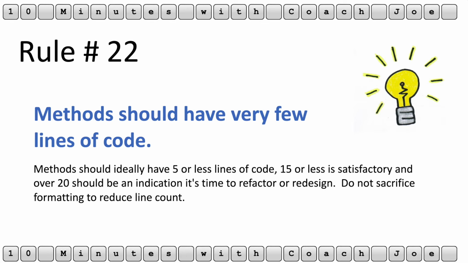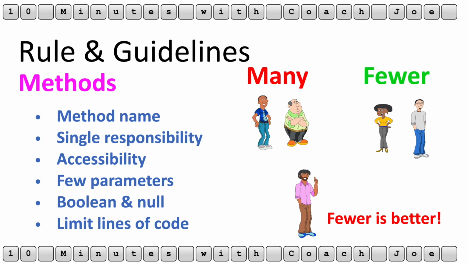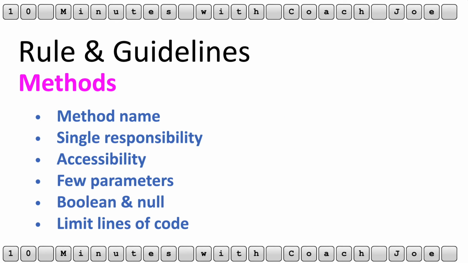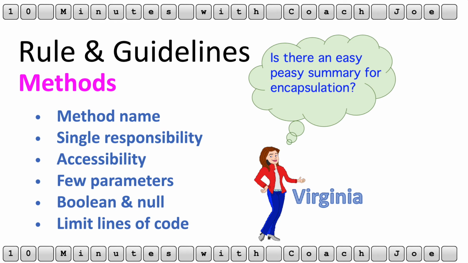Breaking up the method into smaller methods may be recommended. The number of lines of code will always be a hotly debated topic, and there is no specific number. Just remember, fewer lines of code are better as long as the method is doing just one thing. So for a method, make sure the method has a meaningful name, it should only perform one action and have few parameters. Pay attention to method accessibility to other classes. Do not pass Boolean or null parameters, and have very few lines of code.